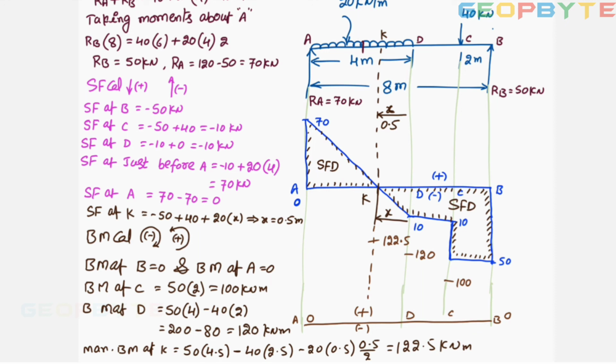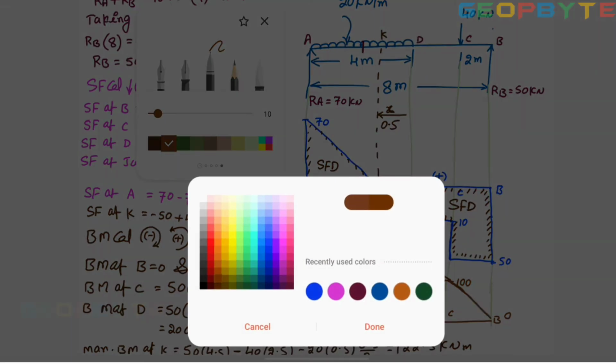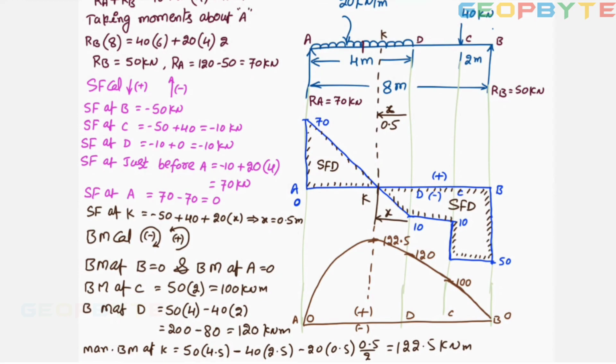Now let us draw the BM diagram. Under point load, it's a straight line variation. Let us draw it clearly. That is not looking like a straight line. It's a straight line variation. Only under the UDL is it a parabolic variation. From D to K it is a parabolic variation. This is the BM diagram.